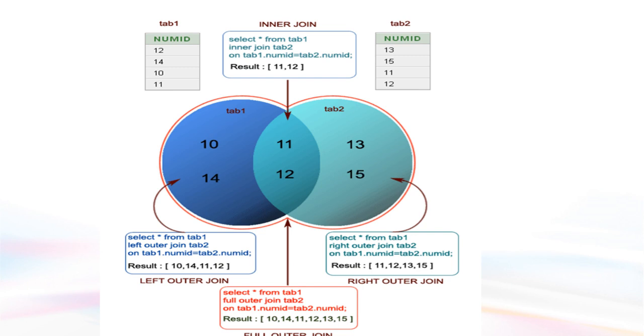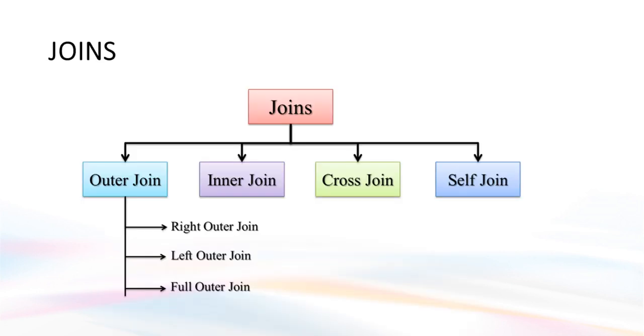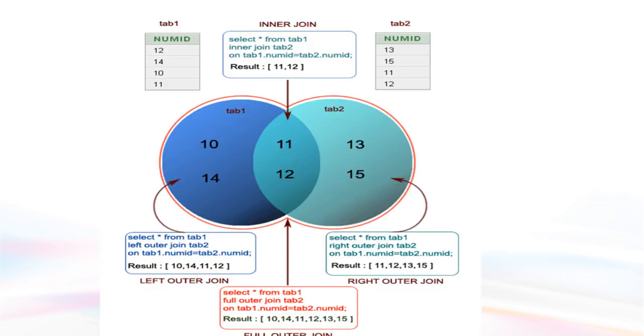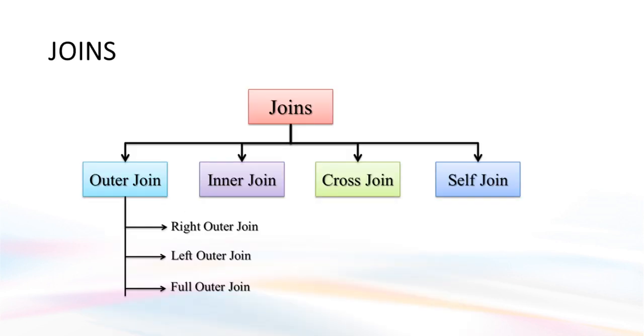Next, outer join. We will see cross join and self join later. In outer join we again have three different types: left outer join, right outer join, and full outer join.